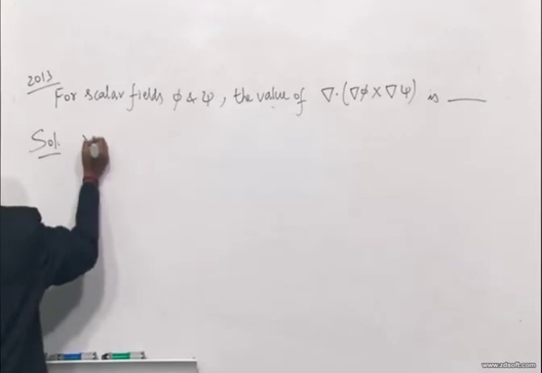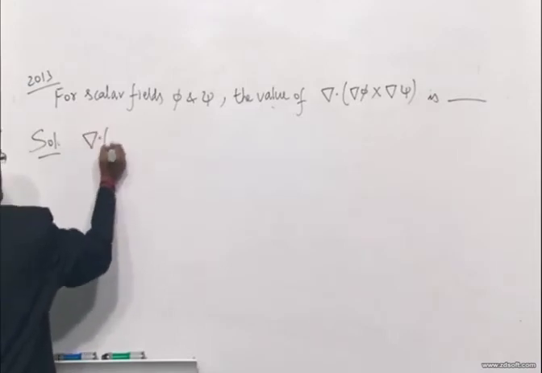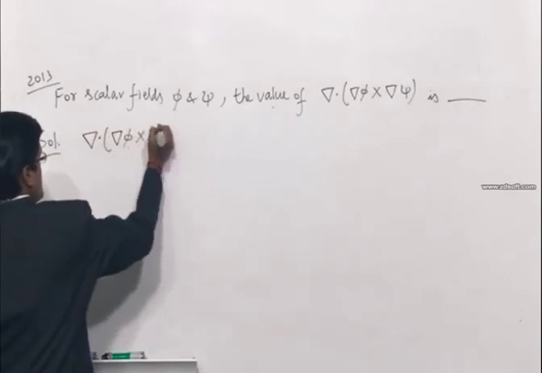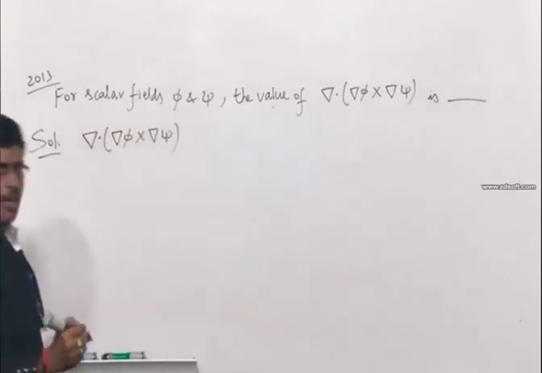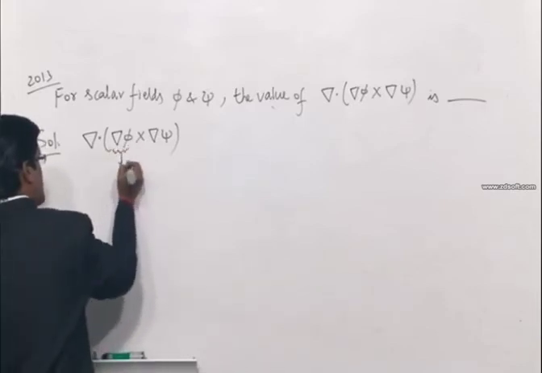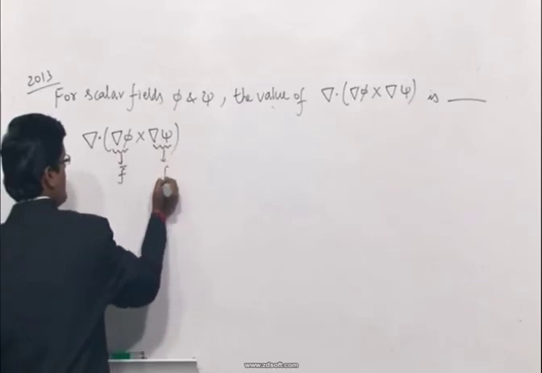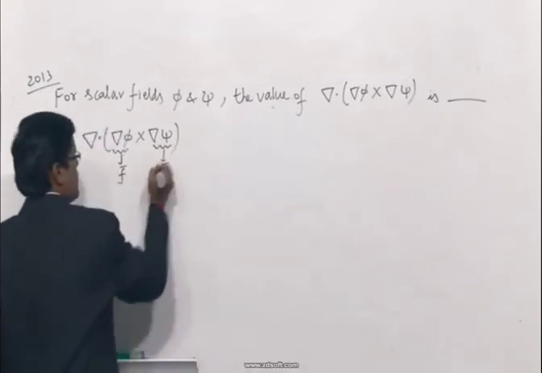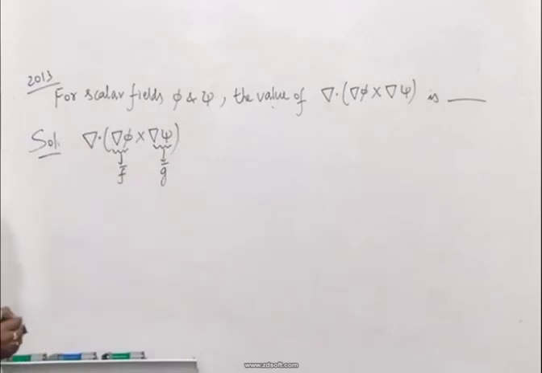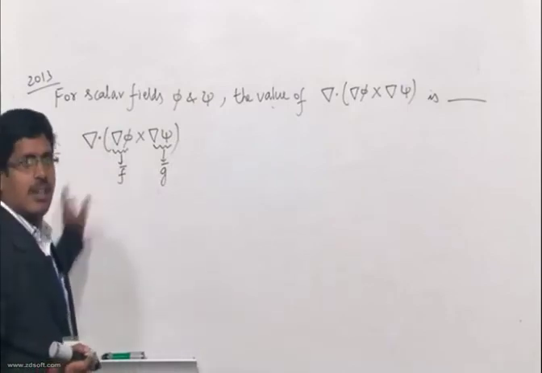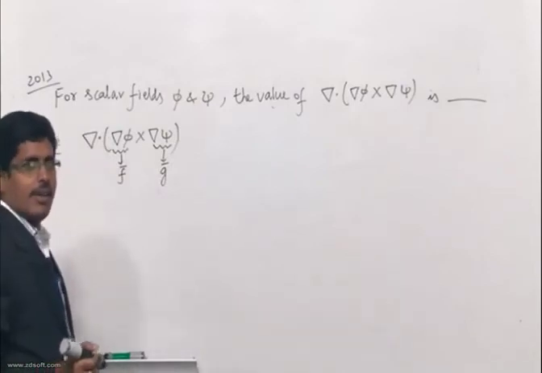Solution: del dot (del phi cross del psi). Gradient is always a vector quantity. Let us denote del phi by a vector f bar and del psi by a vector g bar, because gradient is a vector. Del phi is a vector, del psi is a vector. It looks like the form del dot f bar cross g bar, that is div of f bar cross g bar. That is the fourth identity I gave.